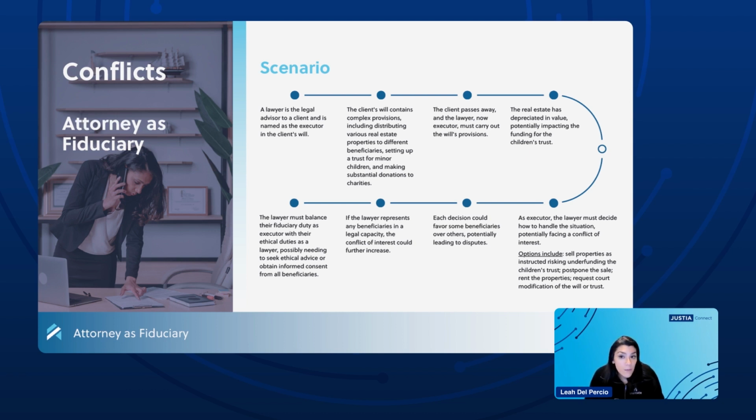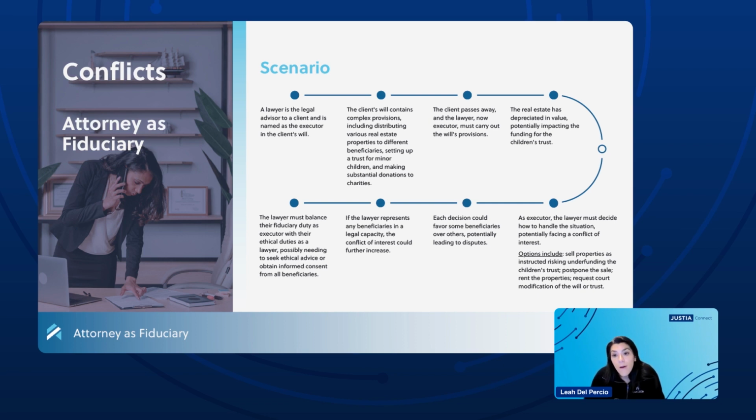And you're potentially facing a conflict here, even if you don't realize it. Your options include selling the properties as instructed, risking underfunding the children's trust pursuant to the estate plan, postponing that sale, renting the properties and making that estate administration ongoing, or requesting court modification of the will or trust. Each of those decisions could favor some beneficiaries over others, which could potentially lead to disputes. If the lawyer represents any beneficiaries in a legal capacity, the conflict of interest could further increase. So multi-generational disputes here could be pretty painful.